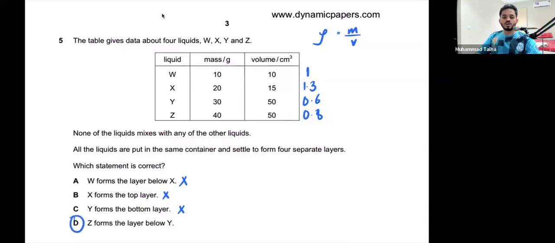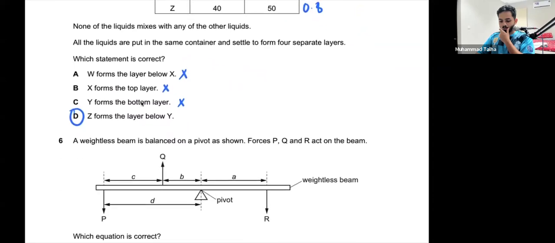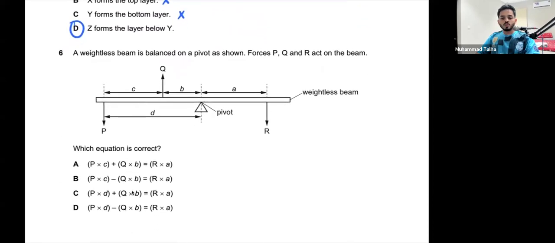So the answer to this one is D. All right, let's go back. So question number 6. Question number 6, a weightless beam is balanced on a pivot as shown. So the beam does not have any weight of its own. Forces P, Q, and R act on the beam. Which equation is correct? So we see some forces labeled here along with their distances.